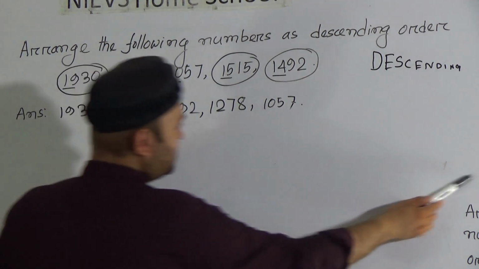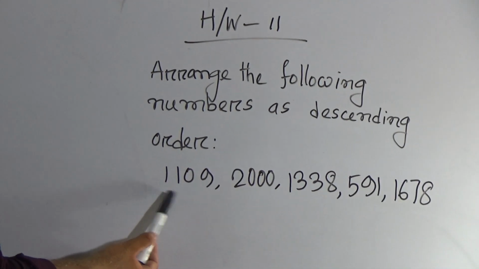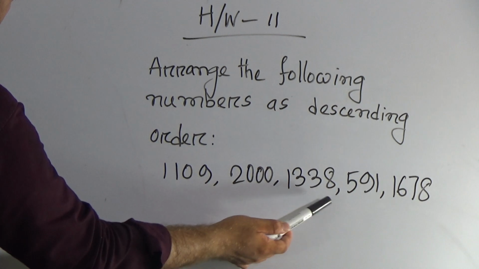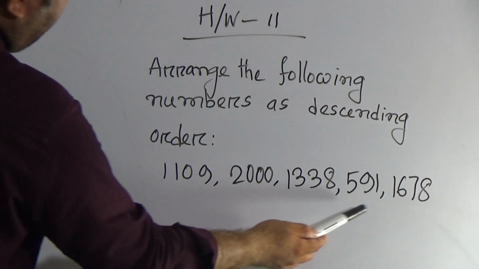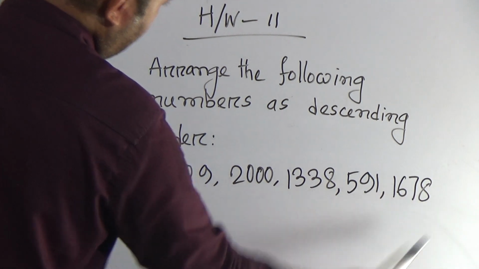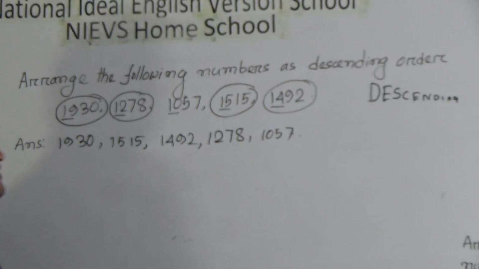Now look here, here is a SW. Here is a question: arrange the following numbers in descending order. The first number is 1109, 2000, 1338, 591, and the last one is 1678. My dear students, I hope you understood how we can arrange numbers in descending order.